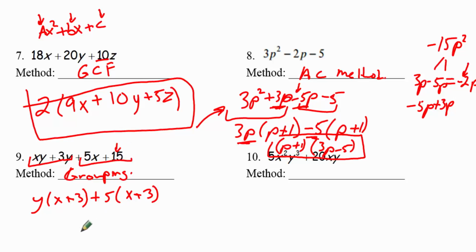So when you factor them out, you're dividing them out. So one factor is going to be the x plus 3, and the other factor is going to be a y plus 5. Check them by distributing, see if you get the same answer.